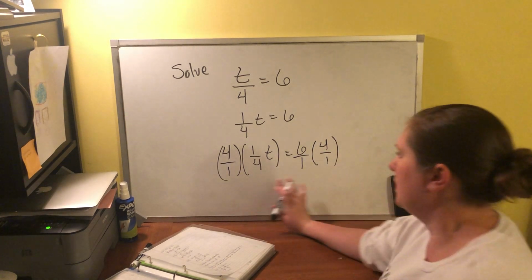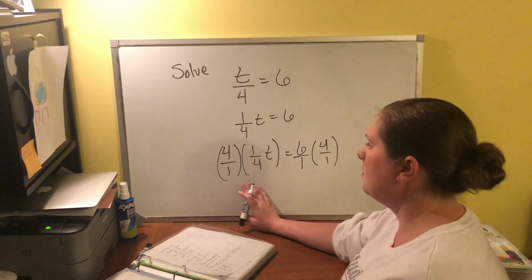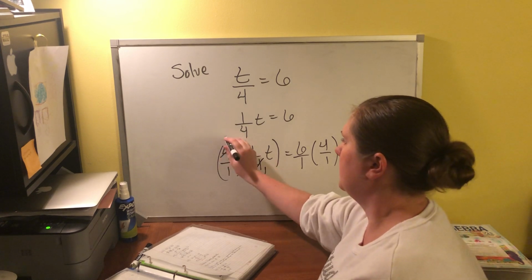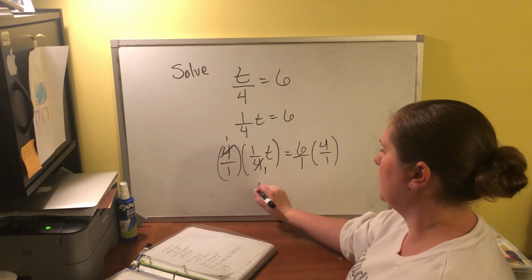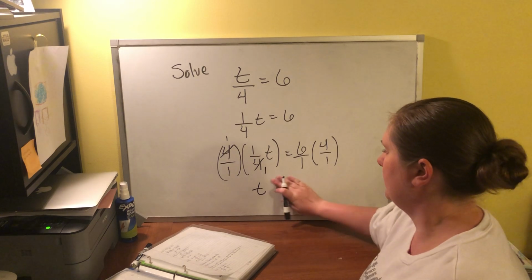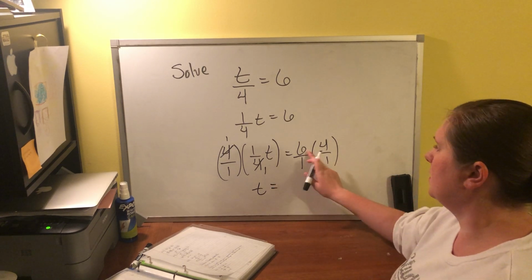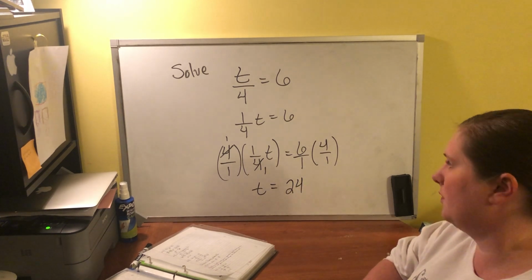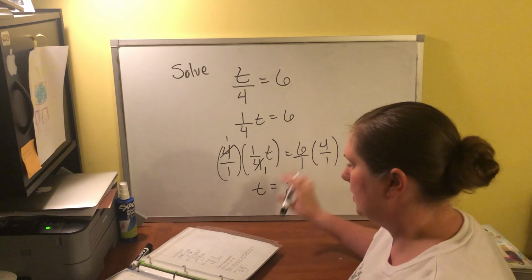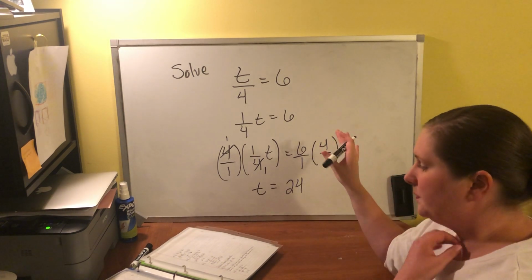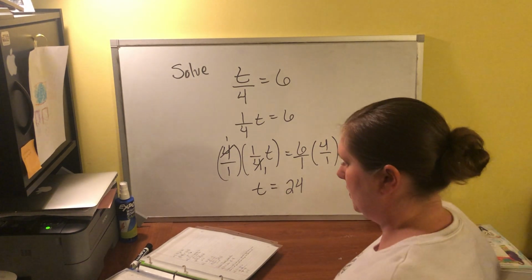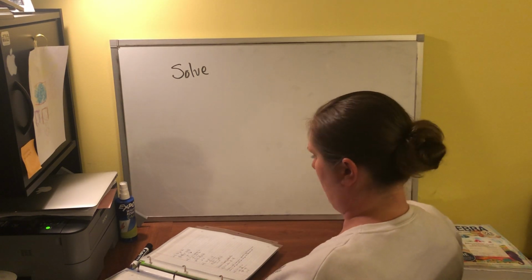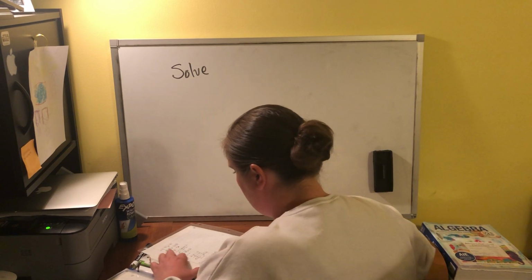Remember, what you do to one side, you have to do to the other. Now I'm multiplying fractions. I notice that 4 and 4 cancel, become 1s, and if I multiply straight across, I'm left with 1t, and 6 times 4 gives us 24. It's over 1, so it stays 24. Like I said, this is an easier way of handling this type of problem. So let's do one that's a little longer and has a couple more steps in it. Let's start putting everything together.